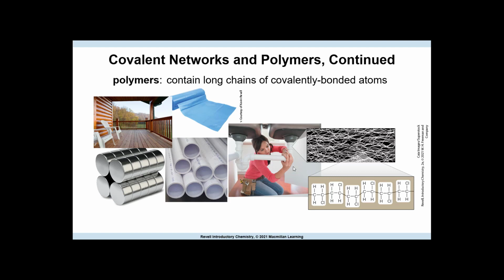Polymers are compounds that contain long chains of covalently bonded atoms. There are many naturally occurring polymers, including cellulose, the structural component of wood, proteins, and starch, a major component of many staple foods, such as rice and potatoes. Plastics such as polyethylene and polyvinyl chloride, PVC, are synthetic polymers. The long chains of polymers are made of small repeating units joined together by covalent bonds.